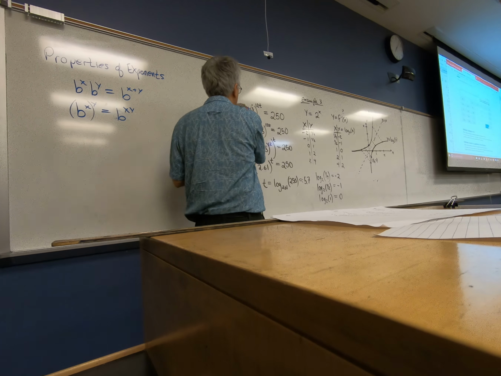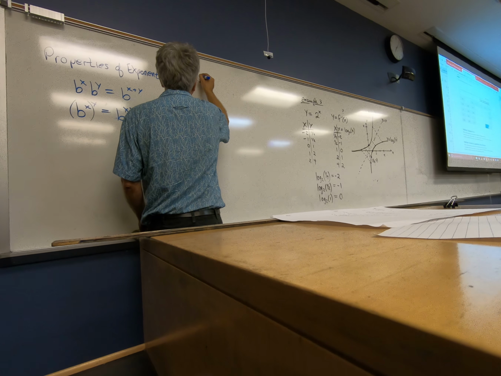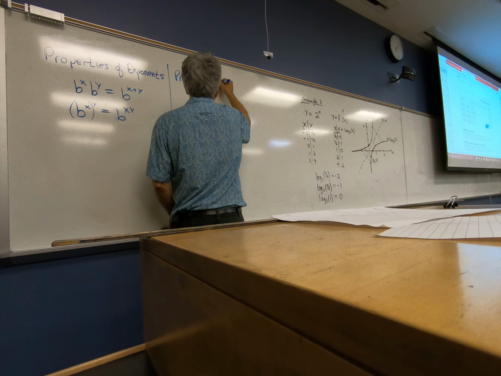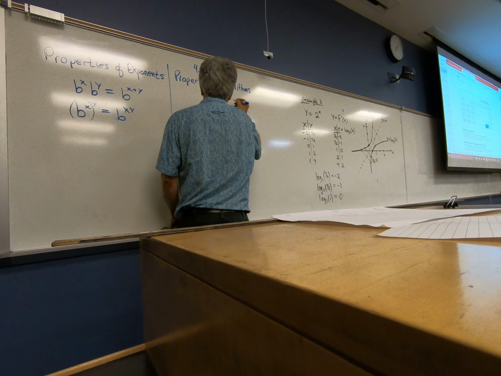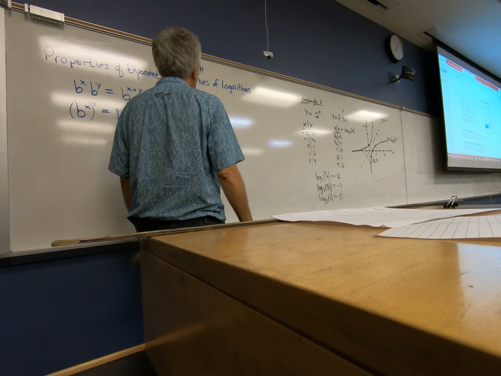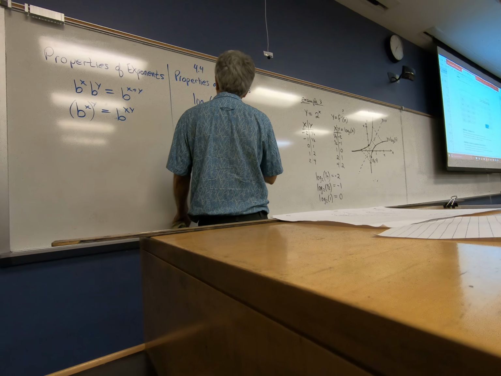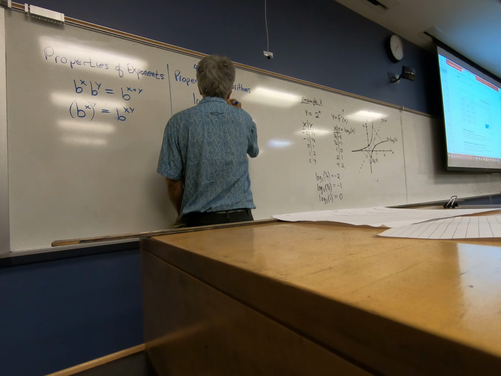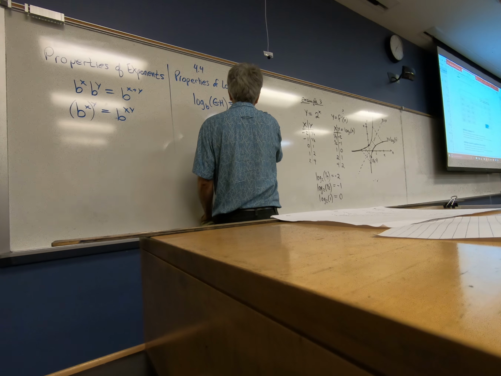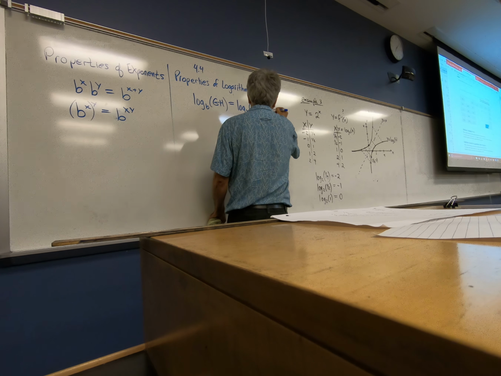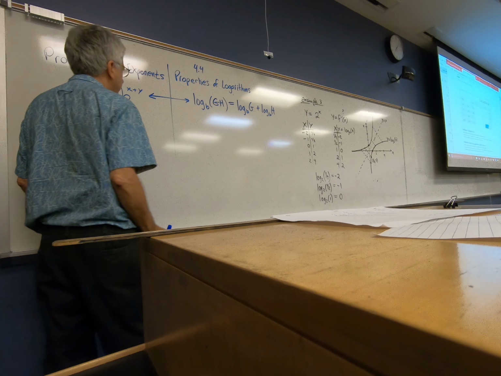So the corresponding properties of logarithms look like this. And this is section 4.4, actually. The log to base b of a product, what should we name the product? How about gh? There. So this is the product of g times h, right? Turns out that's the same as the log to base b of g plus the log to base b of h. And that, in fact, is exactly equivalent to this statement over here.